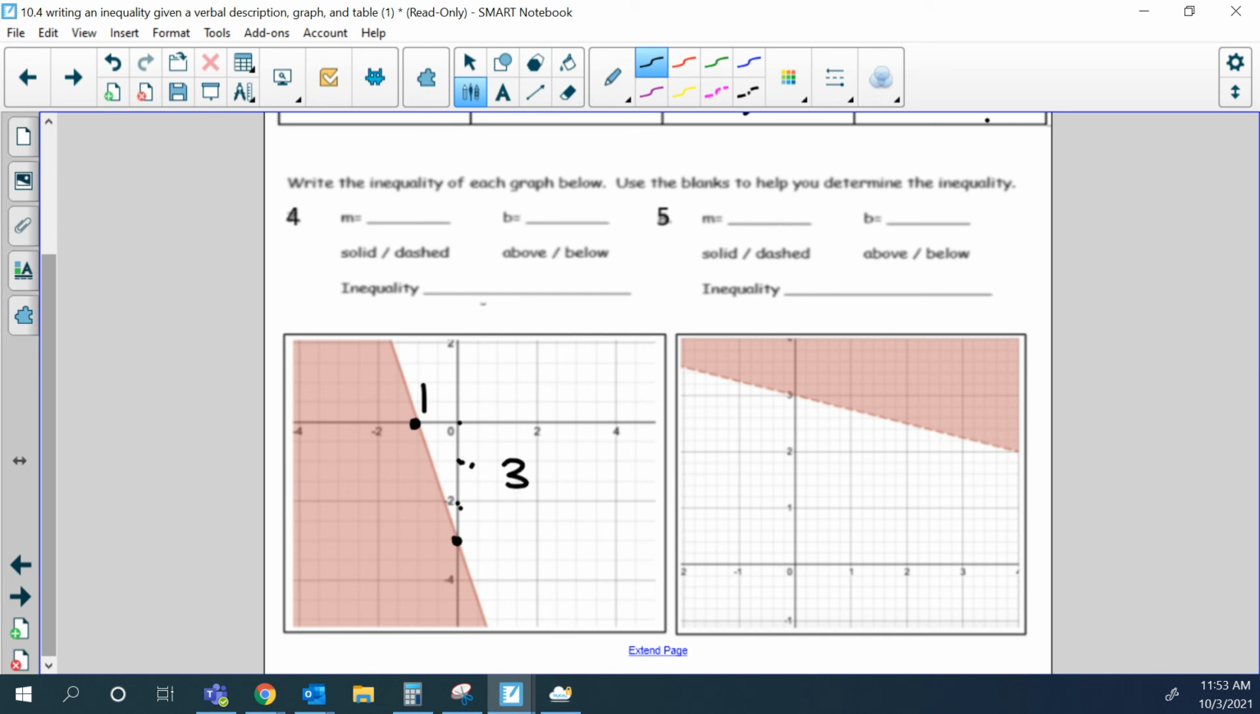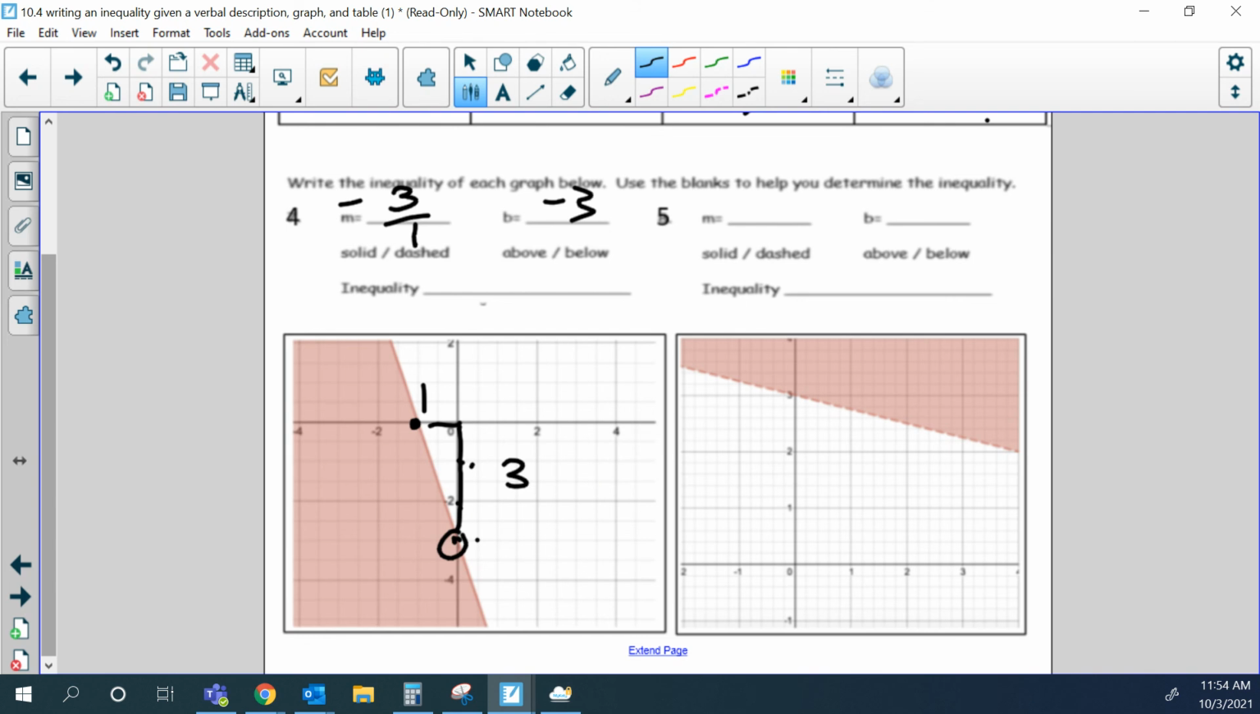So you remember how I show you this, right? If you rise and go to the left, your slope is going to be negative. So my rise is 3, my run is 1, rise over run, and because I went to the left, it's going to be negative. So -3 is my slope. Now my y-intercept is -3. Right here is -3, so that's my y-intercept.